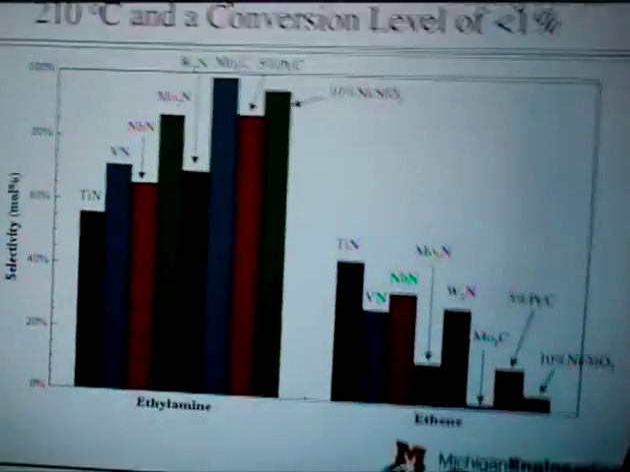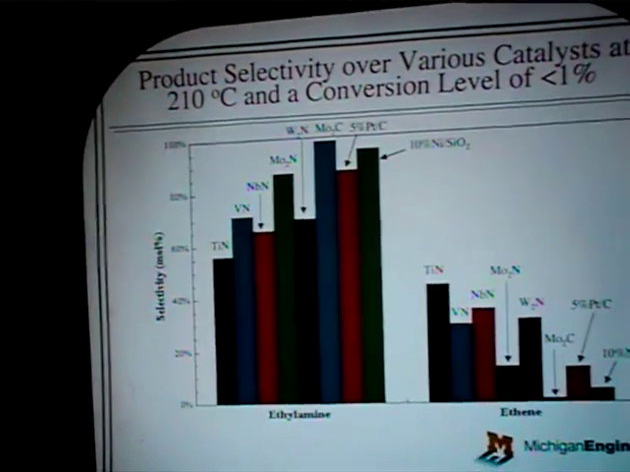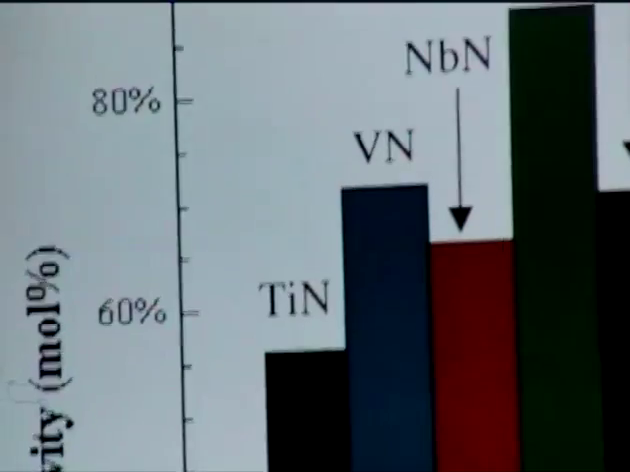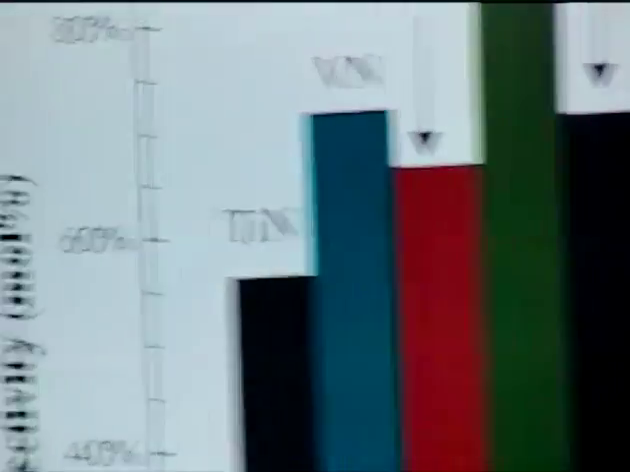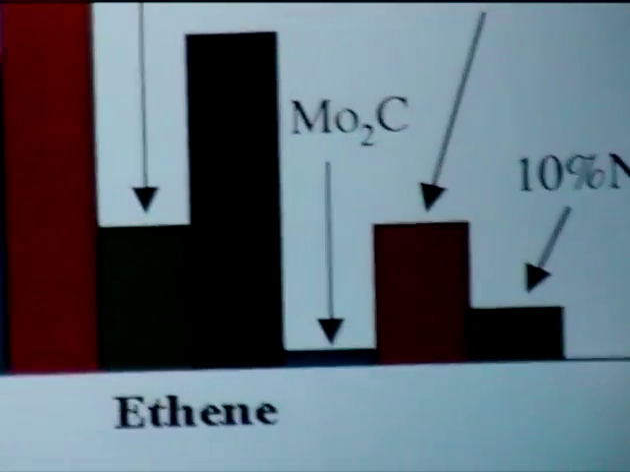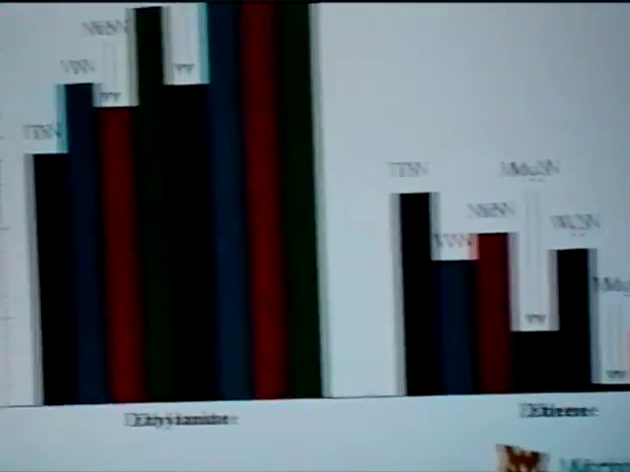Now coming to the selectivity plots. This is the selectivity for all these materials for a very low conversion, less than 1% conversion, and here we find that molybdenum carbide has very high selectivity for ethylamine, and it is even better than 5% platinum on carbon, and slightly better than 10% nickel on silica. And other materials are slightly lower, like molybdenite, niobium nitride, like this.